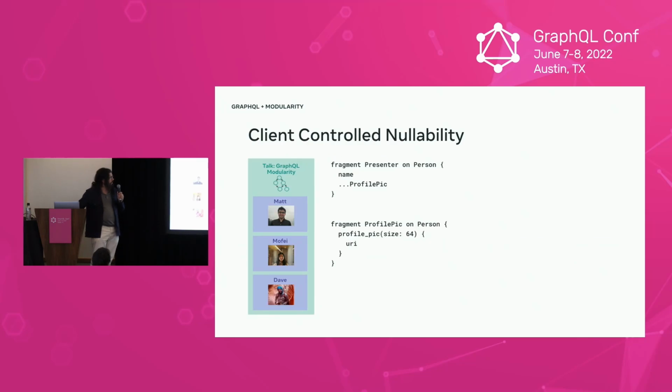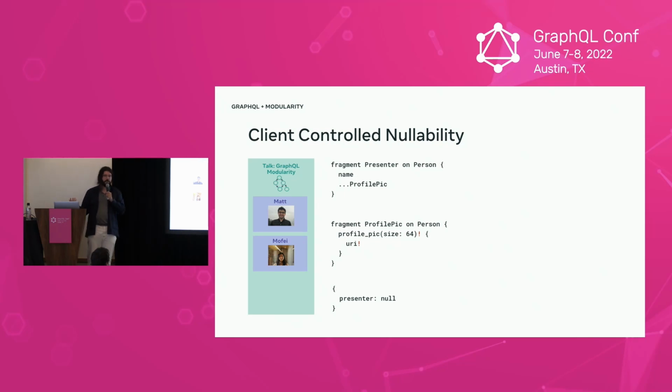Another place this can come up is this client-controlled nullability proposal, right? So going back to this example, let's say that you have the profile pic component and it's selecting the profile pic field. Suppose that the person that is maintaining that component went in and made this non-nullable. You're spreading in profile pic. What's going to happen is the response for your entire component is going to turn into null.